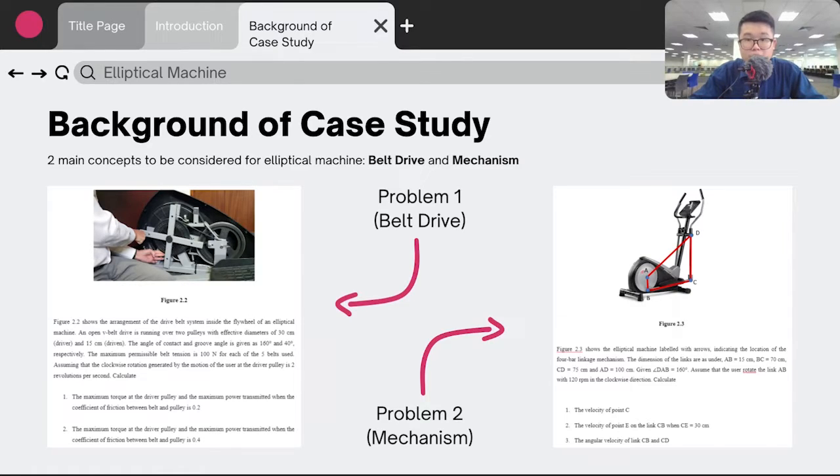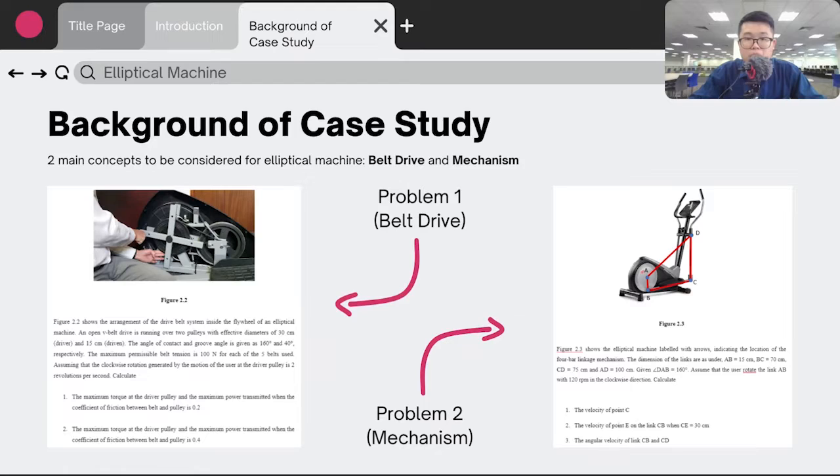In our case study regarding elliptical machine, two concepts are applied, which are belt drive and mechanism. Hence, we are required to solve two problems. The first problem is regarding the belt drive, where we are going to find the driving torque and the power transmission for coefficient of friction of 0.2 and 0.4. This simulates the scenario when the users increase the resistance of the elliptical machine.